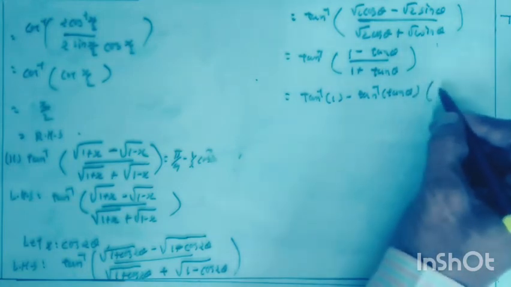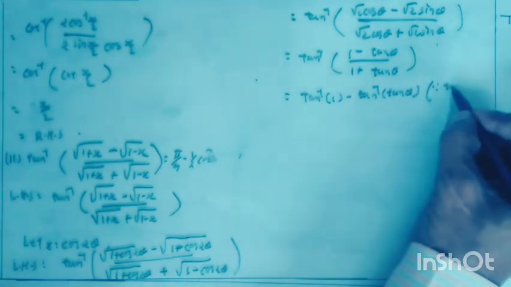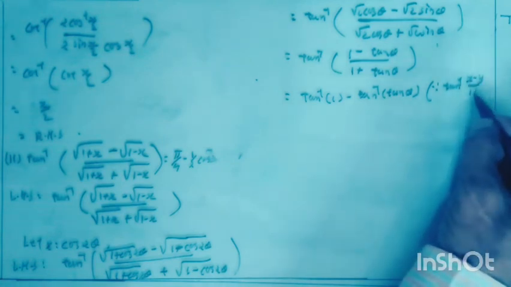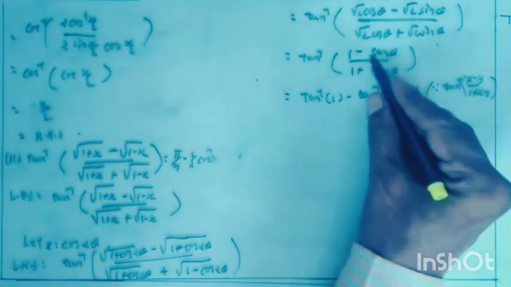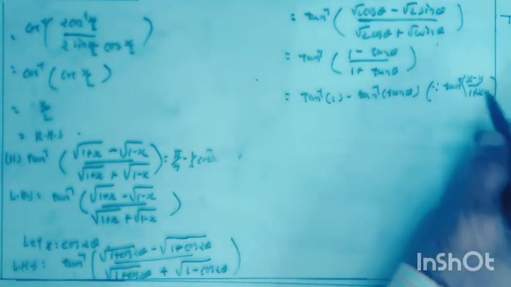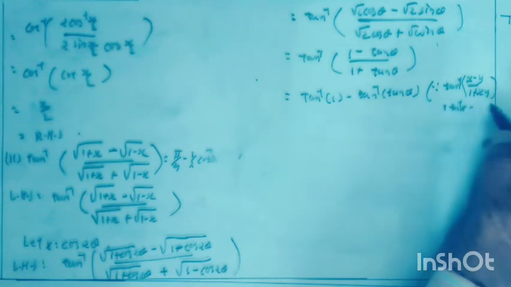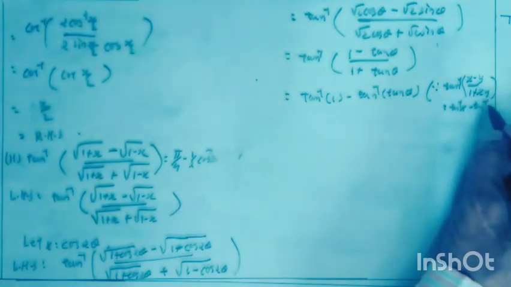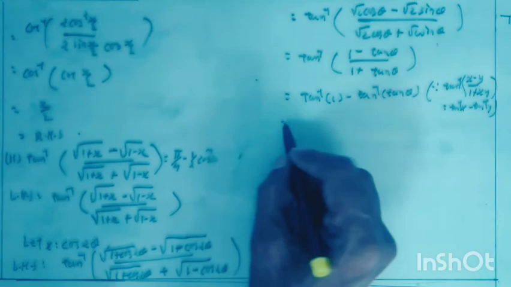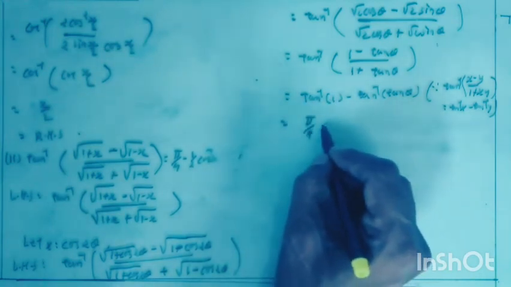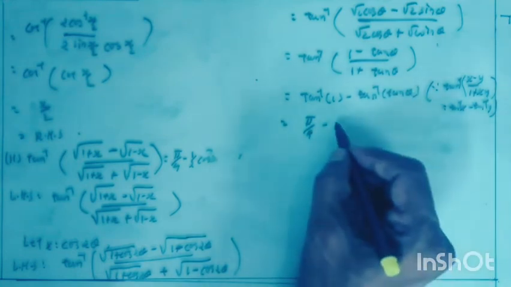Clear? Remember this formula: tan inverse of x minus y upon 1 plus x into y. In this equation, we take x is equal to 1. So it is equal to tan inverse x minus tan inverse y. Tan inverse 1 is equal to pi by 4, minus tan inverse tan theta, which is equal to theta.